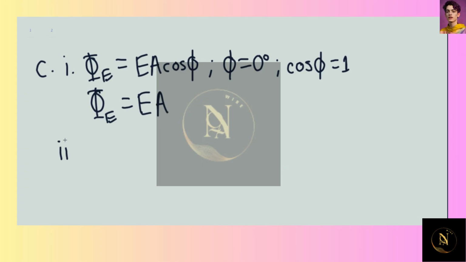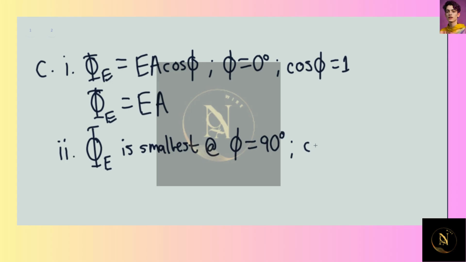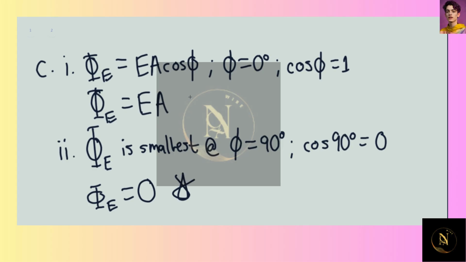And for part 2, we can get that the electric flux is smallest at phi equaling 90 degrees. And this is where cosine of 90 degrees is equaling 0. So here, the electric flux would equal 0. This would be your answer for part 2 and your answer for part 1.